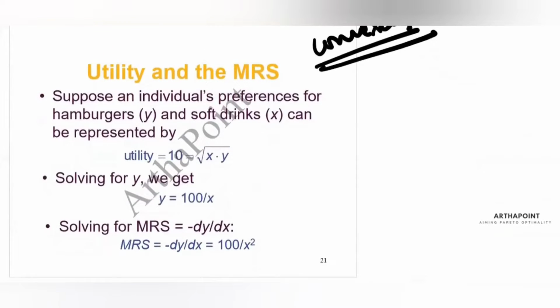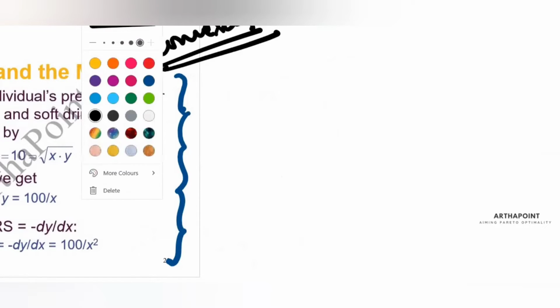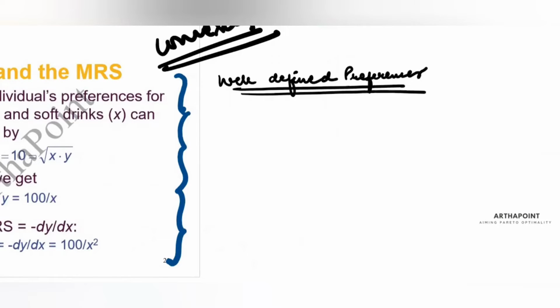Now, let's understand how we can use the concept of utility mathematically. Let us begin with the first kind of utility function, and these are known as well-defined preferences. So you call them your well-defined preferences. Now, what are well-defined preferences?